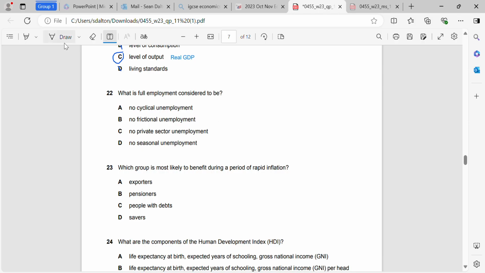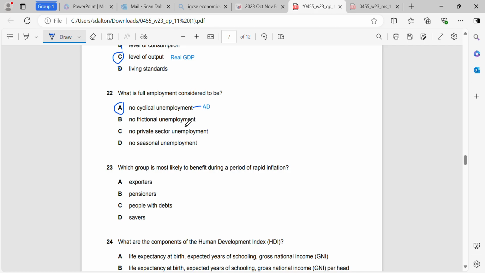Okay, what is full employment considered to be? Full employment is considered to be no seasonal unemployment, no private sector, no frictional, or no cyclical. It is considered to be no cyclical because cyclical is resulting from a change in AD. Frictional unemployment will always happen. Seasonal unemployment will always happen to a small extent, and private sector unemployment will also always happen to a small extent as well. Full employment is where we're at the maximum level that we can be. Doesn't mean that we are at 0%.